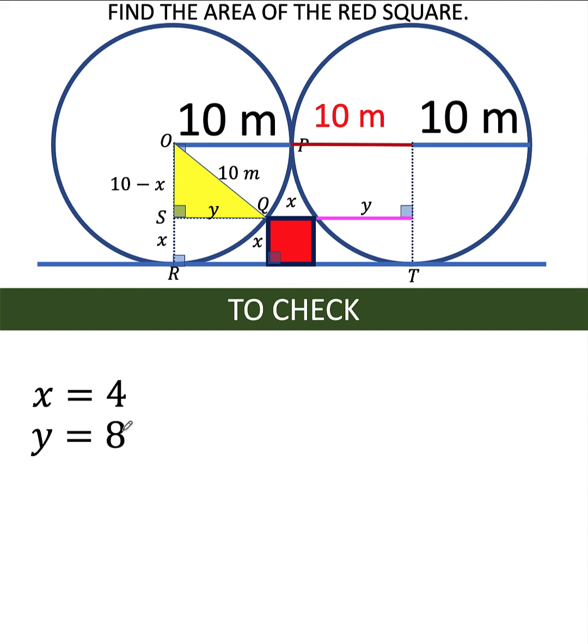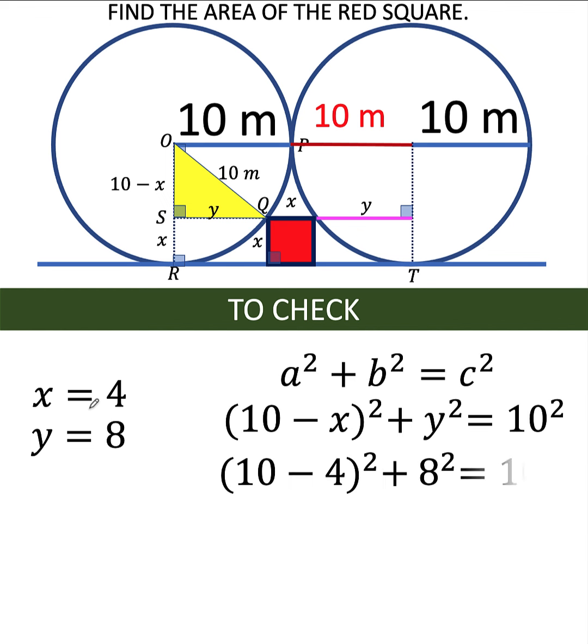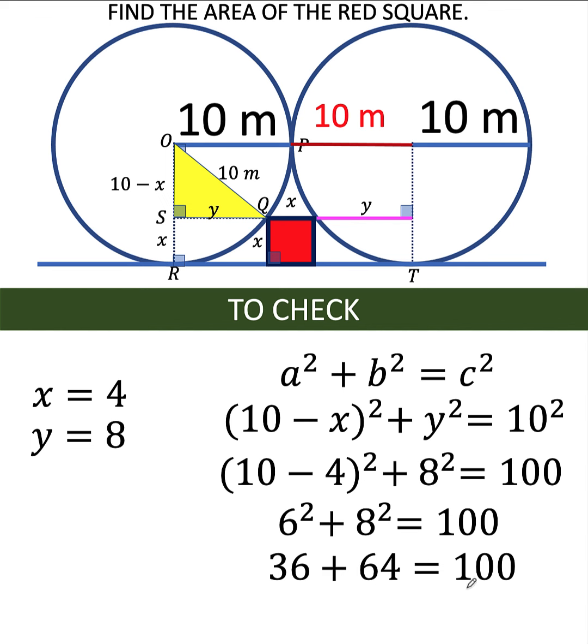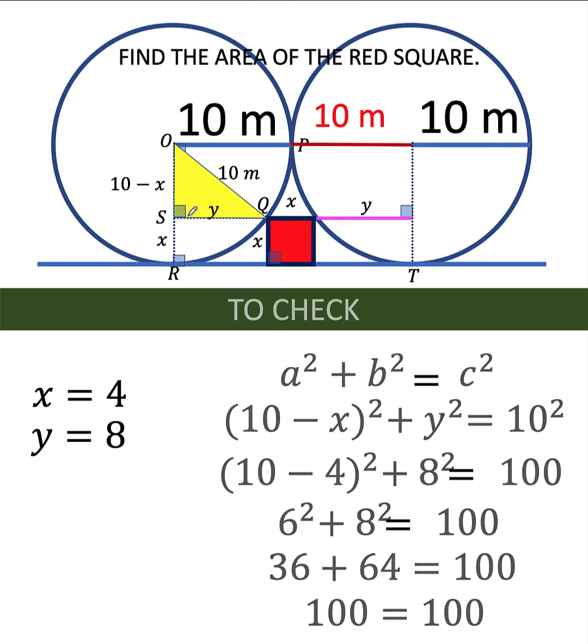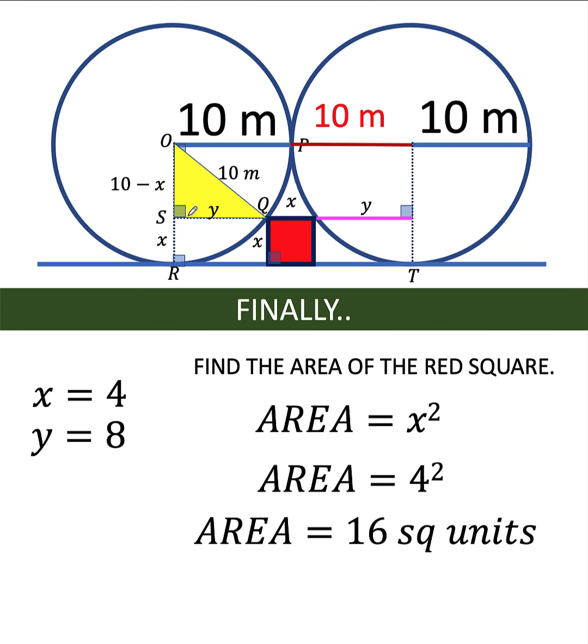But let's check if these really are the correct values for x and y. Let's go back to the Pythagorean formula and let's substitute 4 for x and 8 for y. And simplifying, we have 6 squared plus 8 squared equals 100, which is equal to 36 plus 64, which is indeed equal to 100. So it's verified that x equals 4 and y equals 8 are correct values for this geometric figure. And so for our final answer, the area therefore is equal to x squared, which is equal to 4 squared, which is equal to 16 square units.